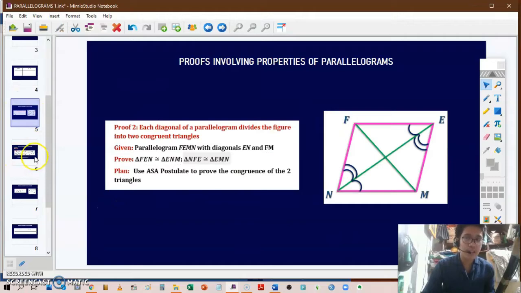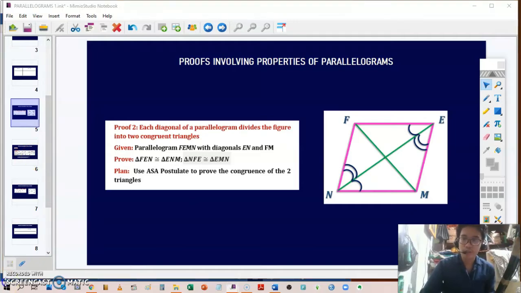So how did it become an ASA proof? We have here the angles EFN and FNE, which are congruent with the corresponding angles on triangle NME. And also we have here the sides, the diagonals themselves. Using the reflexive property of equality, we can say that they are equal to each other, and therefore, through the ASA or angle side angle triangle congruence postulate, those two pairs of triangles are said to be congruent.